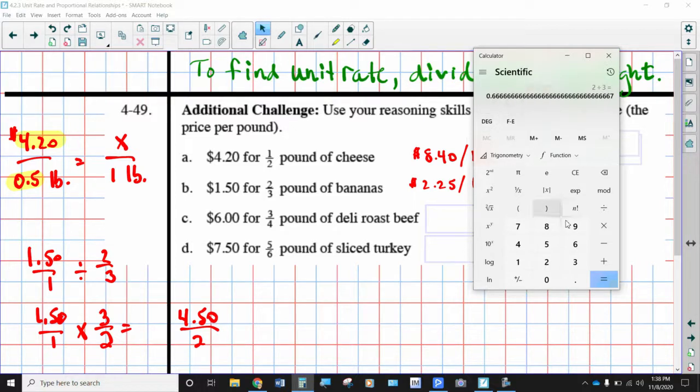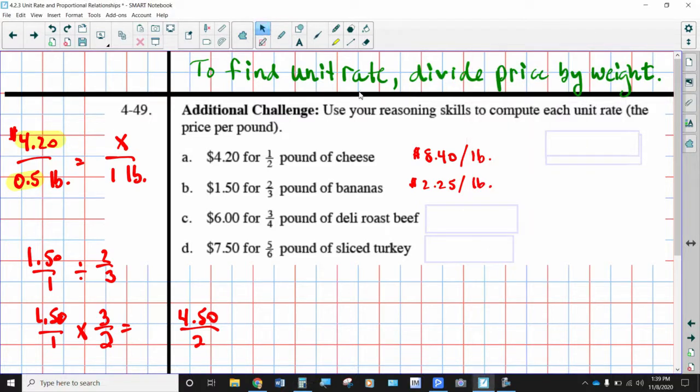I'm going to do the trick that the calculator does. I'm going to take $1.50, and then I'm going to divide it by 0.666, and I'm just going to keep going until the calculator won't let me do any more. We're done. Enter. We got the accurate answer. So there's your little trick. 3/4 is 0.75, so you could take 6 divided by 0.75 and get the correct answer. So that one would have been $8 per pound.